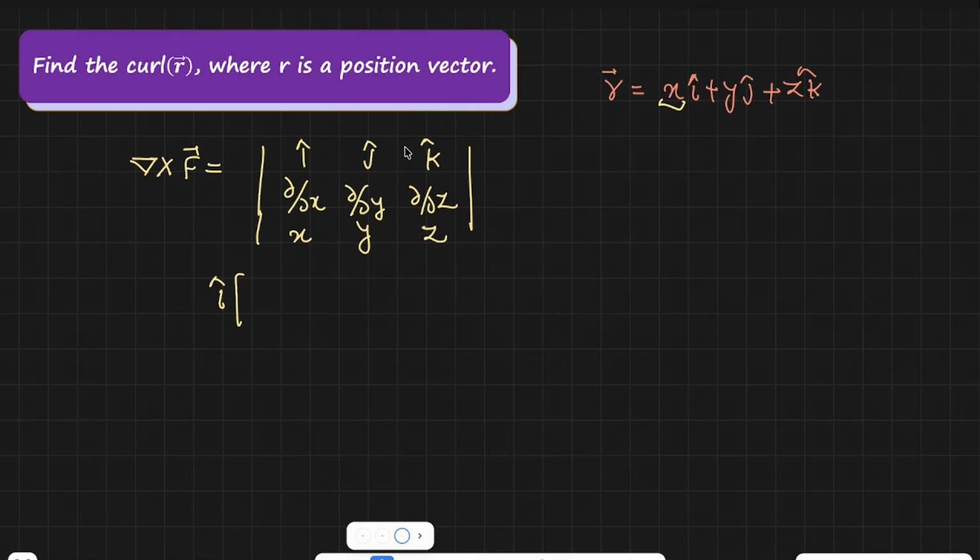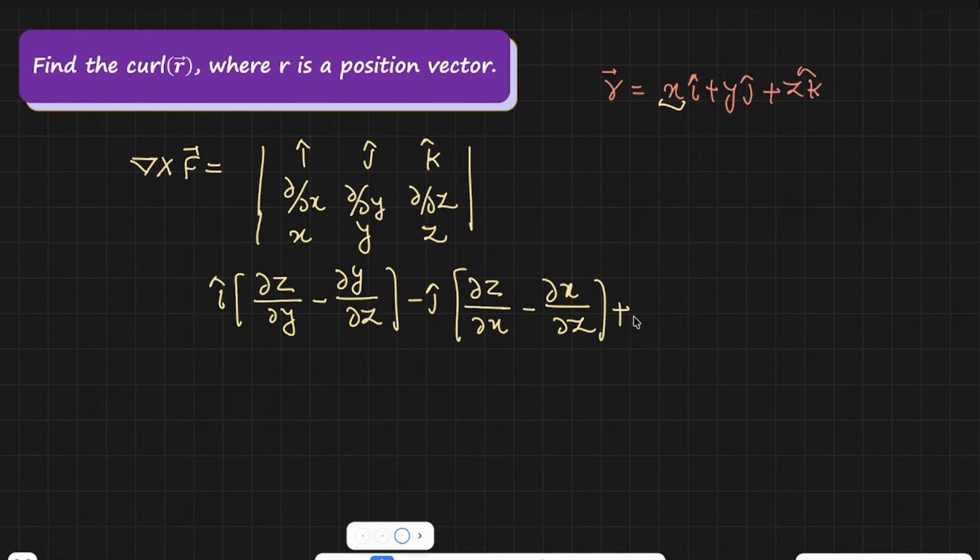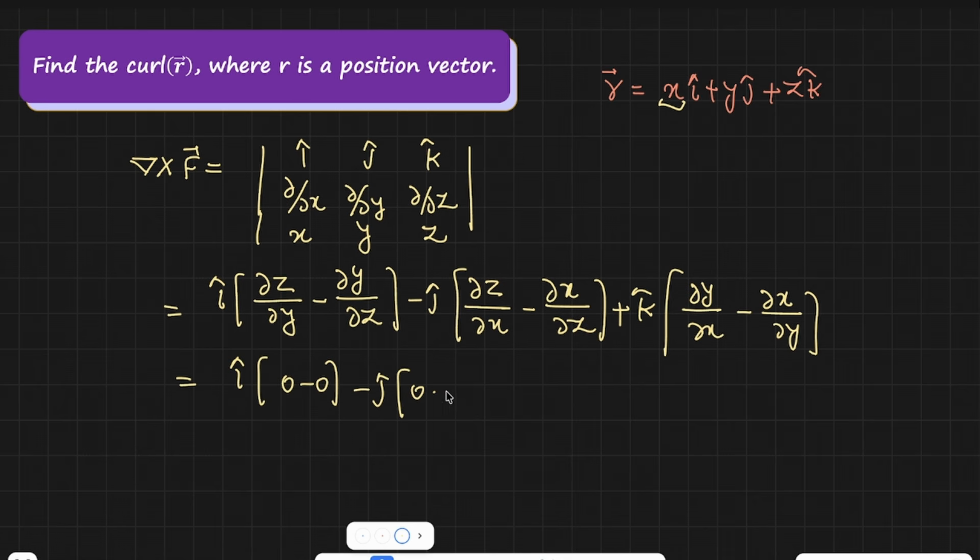So put the coefficient i, this is basically dou z by dou y, first we will take this one, then minus dou y by dou z, then minus of j. Now we will apply this one, so it will be dou z by dou x minus dou x by dou z, plus k cap. Now we will remove this and this, so it will be dou y by dou x minus dou x by dou y, and all of these we know will be 0. So it is i cap (0 minus 0), minus j cap (0 minus 0), plus k cap (0 minus 0).